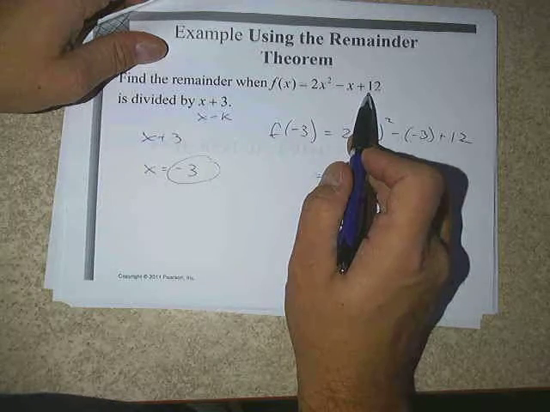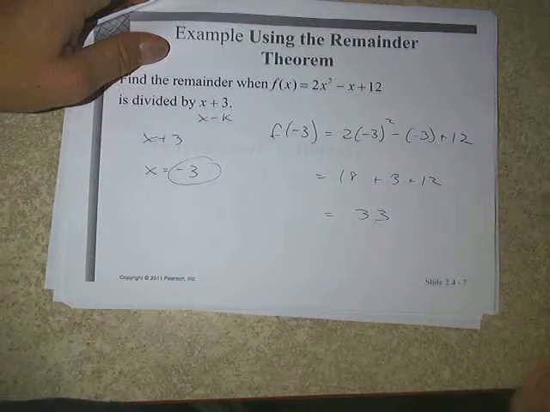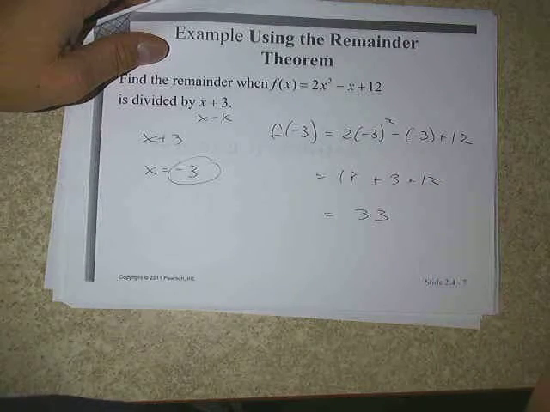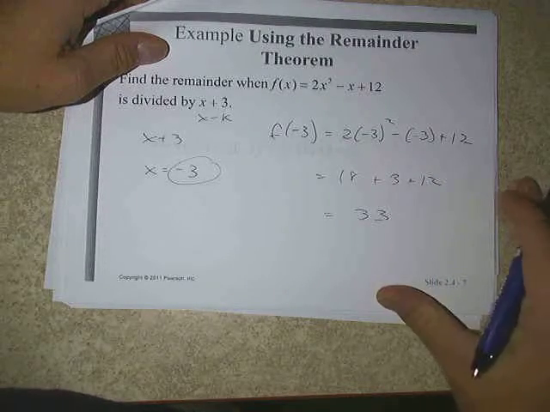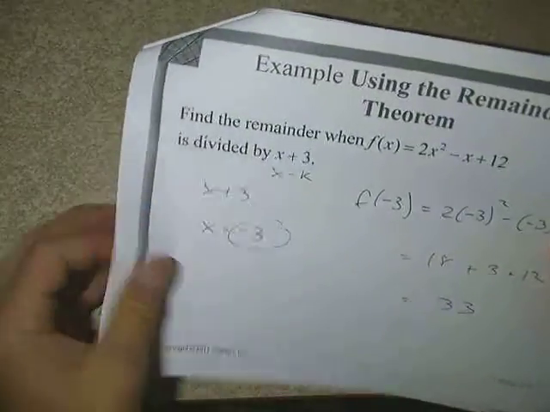And if you have a graphing calculator, this would be really easy, because you could just put that in y equals, and you could do your table and put negative 3 in there, and you could get the remainder immediately without even doing any math. True? All right.